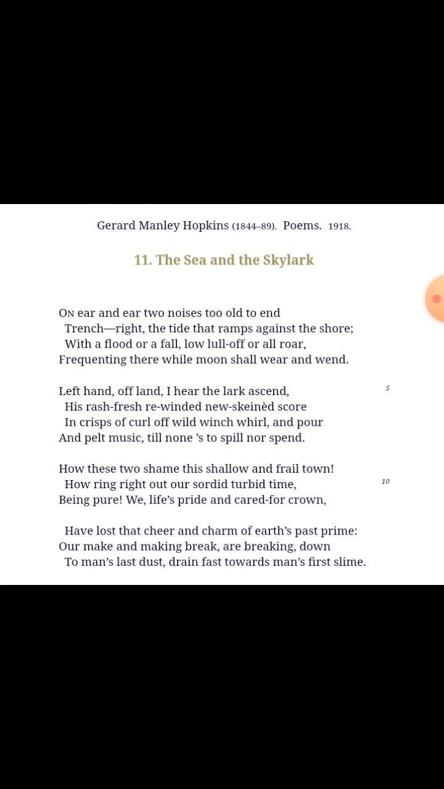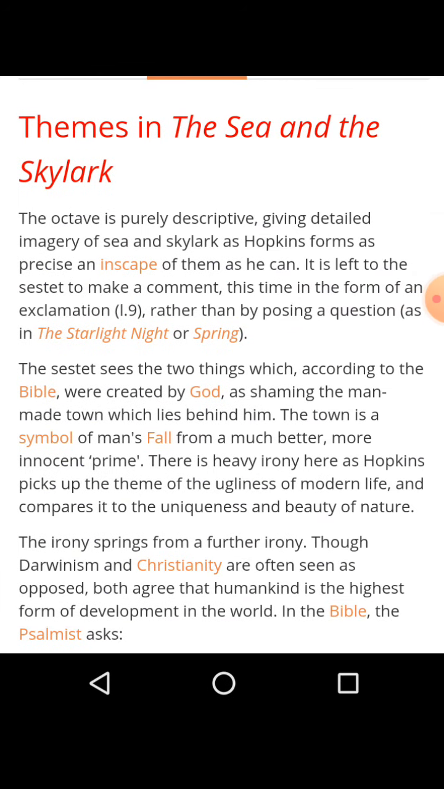Before starting the sonnet, I would like to discuss this sonnet. Themes in The Sea and the Skylark. As I told you, it is an Italian sonnet, a classical sonnet, and a classical sonnet is divided into two parts. The first 8 lines are known as the octave part, and the last 6 lines are known as the sestet part. In the octave part, the poet tells the problem or the dilemma, and in the sestet part, he resolves the problem. He gives a solution.